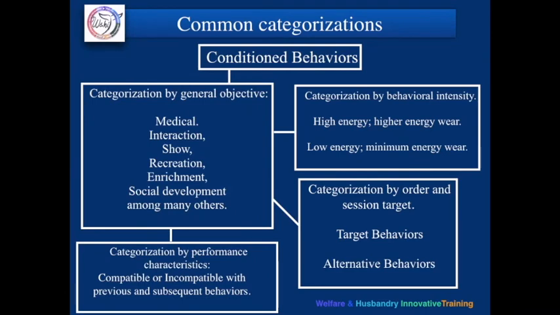When we talk about conditioned behaviors as trainers and caretakers, we usually categorize the behaviors by general objectives, like husbandry behaviors, social or recreational behaviors, interaction behaviors, among many others. We also categorize them by intensity, high energy or low energy, as well as performance characteristics, like compatible or incompatible to other behaviors. And finally, by the goal of the session: target behaviors or alternative behaviors to the target behavior in the session.